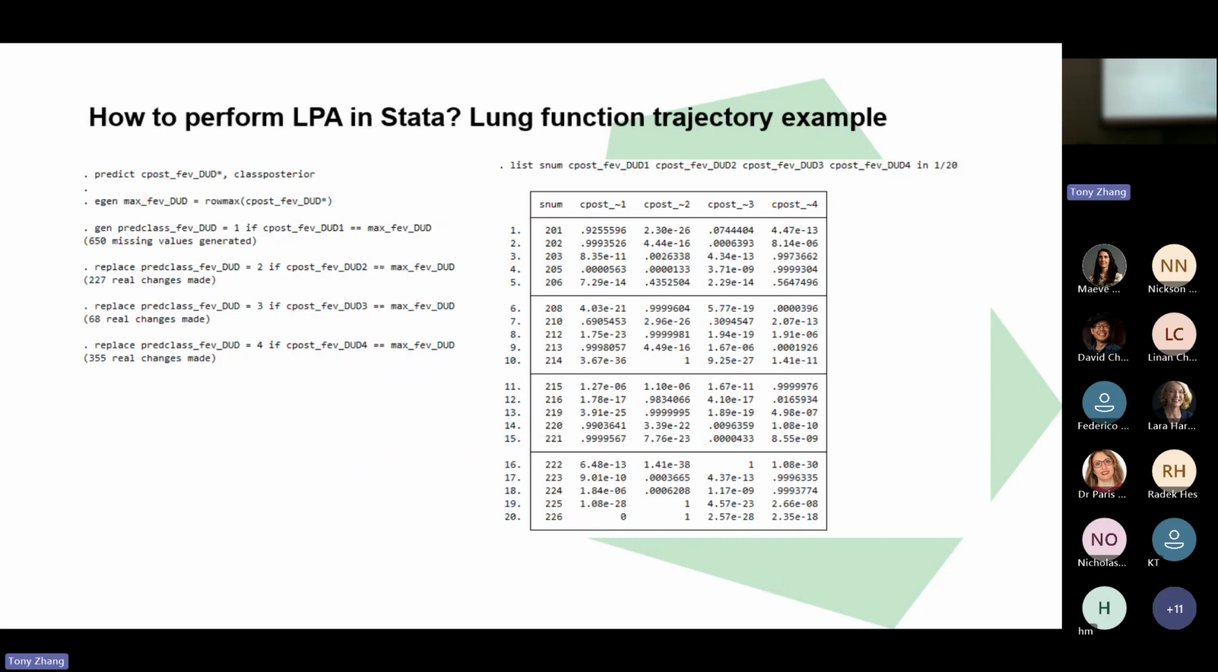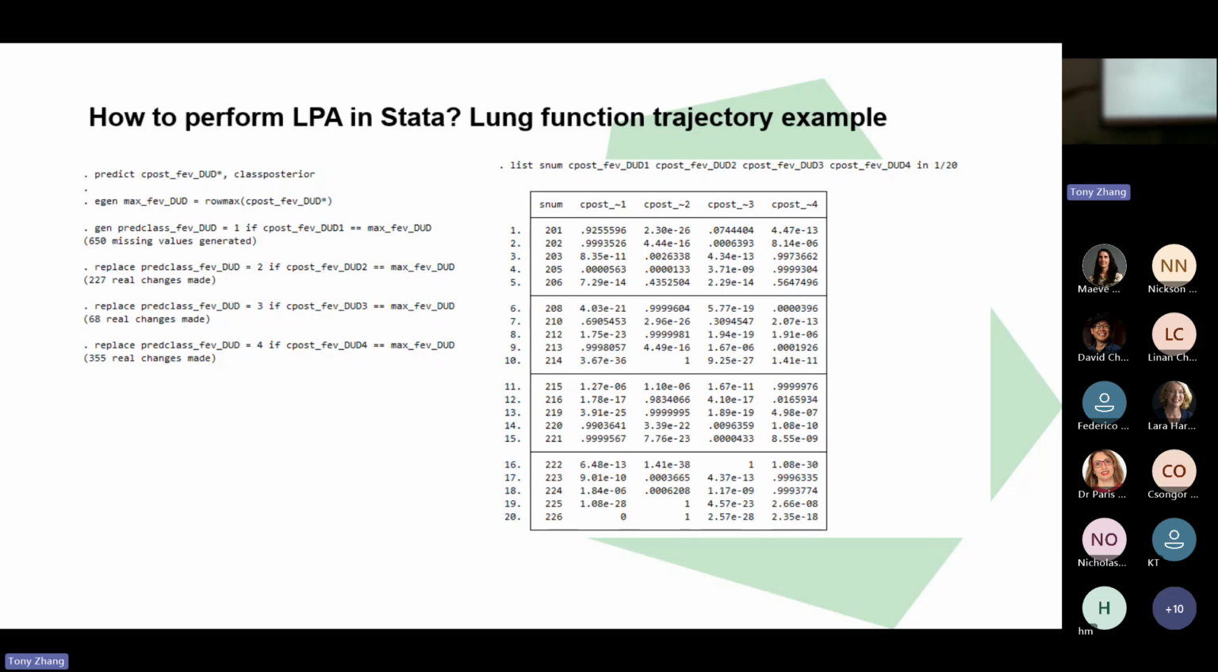Here we just want to show an example: after the LPA model has been fitted, we can calculate the posterior probabilities, right? For example, if we look at the table on the right, for study member 201, the chance of belonging to class 1 is 93%. So this person will be assigned to class 1, and similarly, study member 202 will be assigned to class 1, and for study member 203, the chance of belonging to class 4 is nearly 100%, so the person will be assigned to class 4.